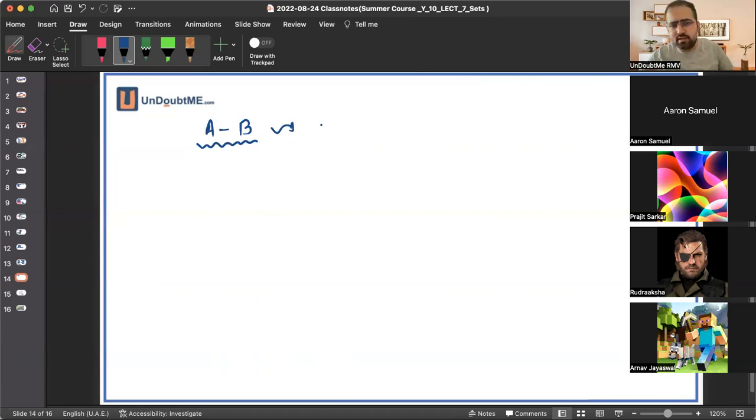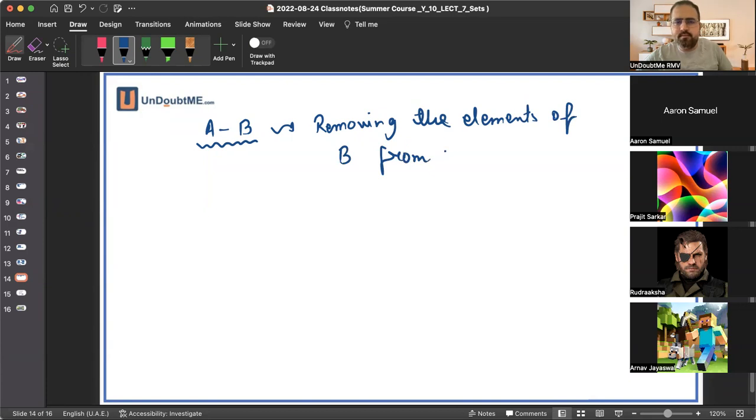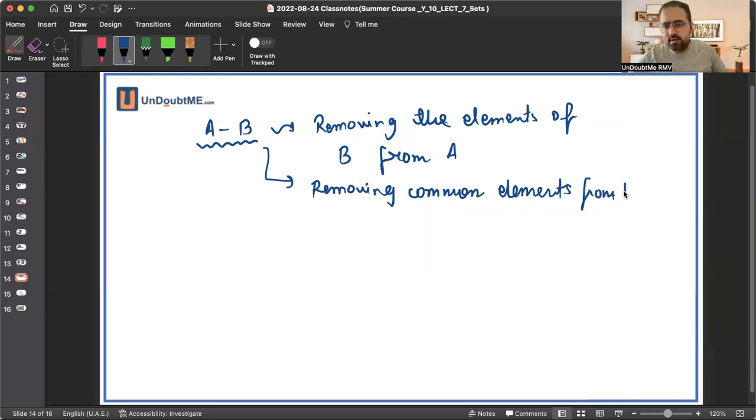A minus B means removing the elements of B from A. It also means removing common elements from A. I'll show you on Venn diagrams, it will make more sense.